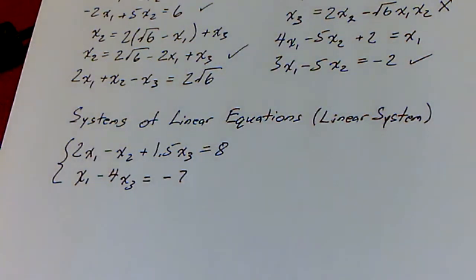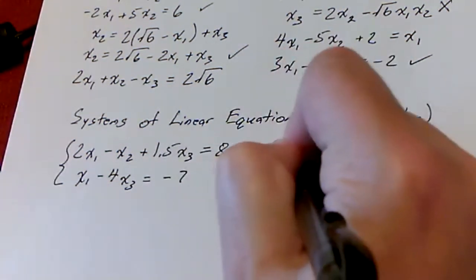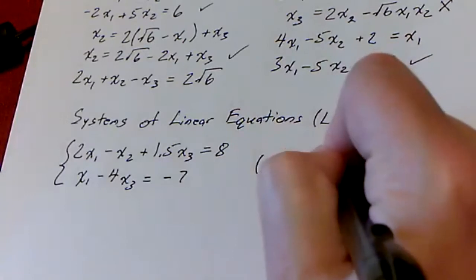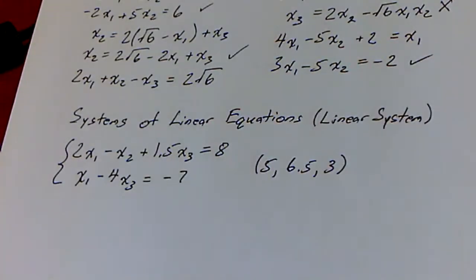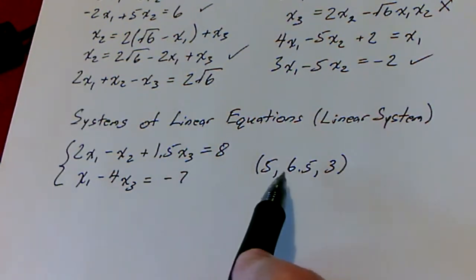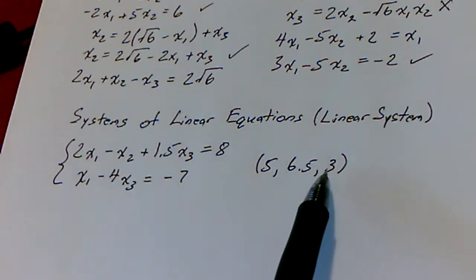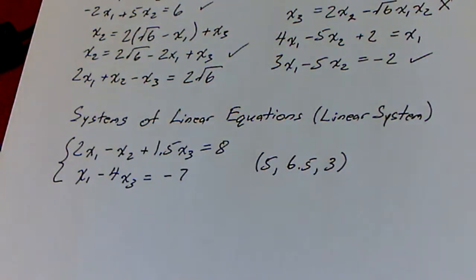Okay, now I've already looked at this system before, so I have some information about it already. So for example, if I look at 5, 6.5, 3, okay, I want to see if that's a solution to this system. So I have my ordered triple here, okay, so it looks a lot like coordinates, x, y, z, perhaps you might have seen in a geometry class, but this is x1, x2, x3, so we always read those variables left to right.